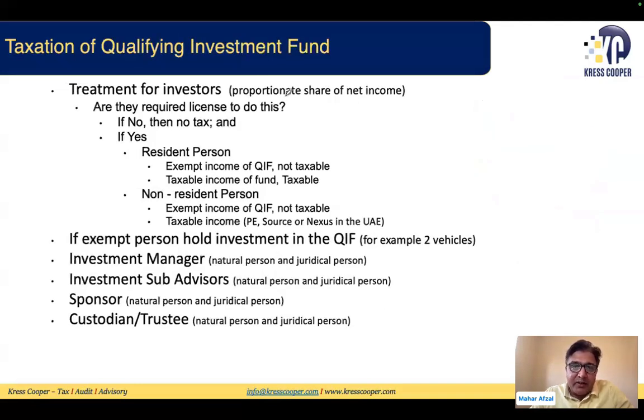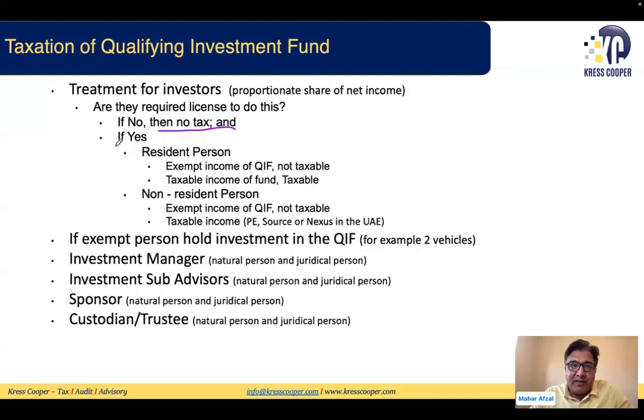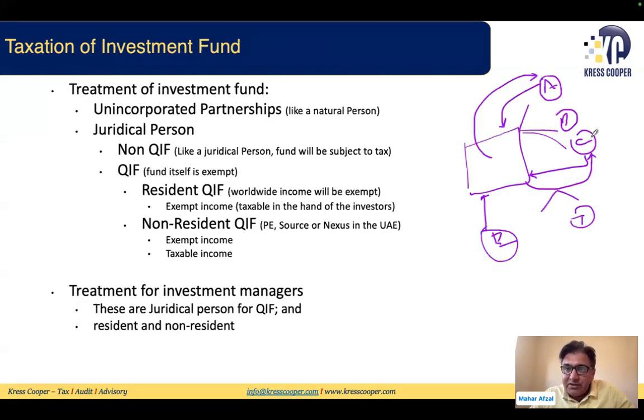Basically, treatment for the investor, their share on net income. Are they required to do this activity? Are they required any license? No, then no tax will be applicable. I will discuss for you like this, A. In the same way, if a license is required or the investor is a separate standalone juridical person, this might be a resident person or non-resident person. This means C can be resident, and C can be non-resident as well.